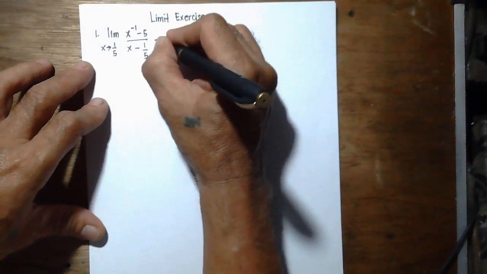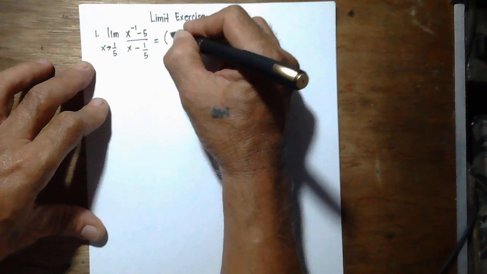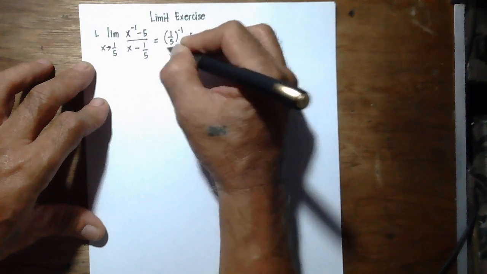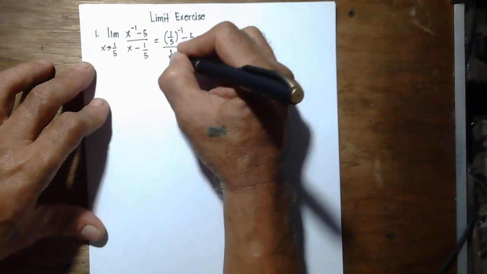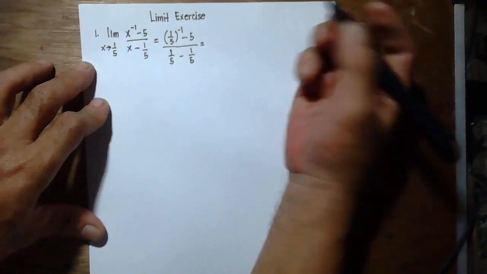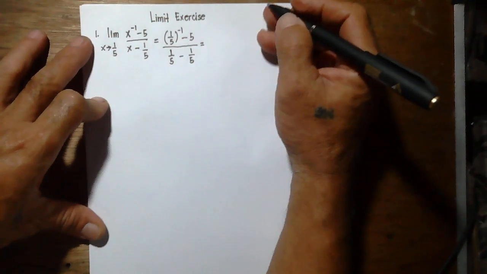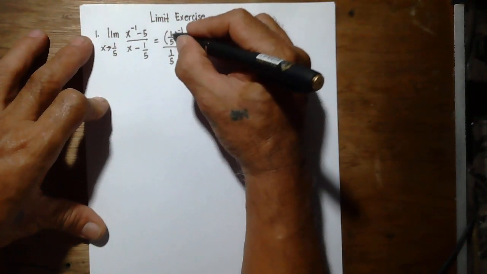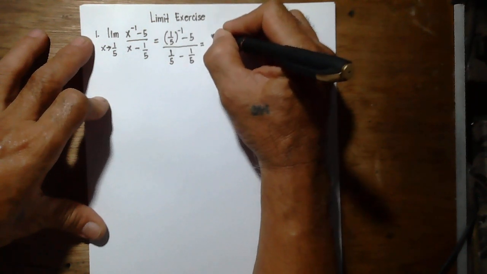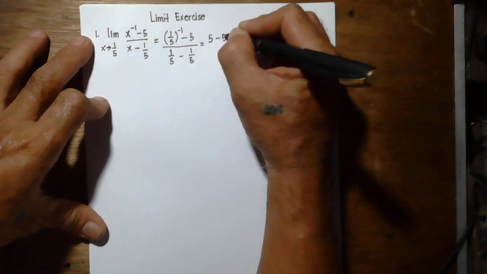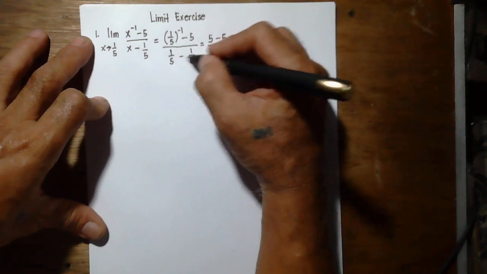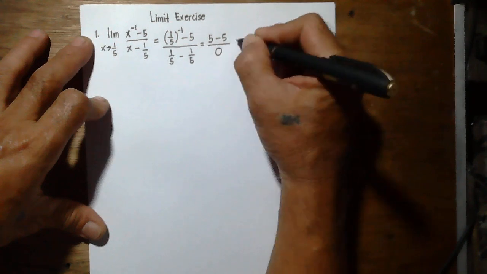By direct substitution, we have, substituting the value of 1 over 5 for x, (x raised to negative 1 minus 5) over (1 over 5 minus 1 over 5). 1 over 5 raised to negative 1 can be written as the reciprocal of 1 over 5, and the reciprocal of 1 over 5 is 5. So 5 minus 5 over, obviously, we have here 1 over 5 minus 1 over 5, a 0 denominator.